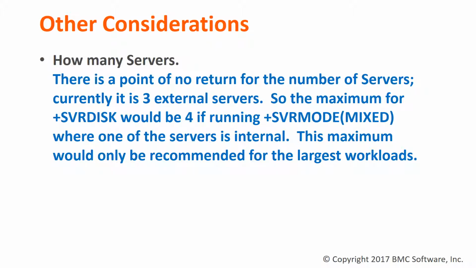If servers are good, are having more or better? There is a point of no return for the number of servers. Currently, it is at 3 external servers. So the maximum for server disk would be 4 if running server mode mixed, where one of the servers is internal. This maximum would only be recommended for the largest workloads. The parm shipped is half of this, and that's a good starting point. Again, allow BMC to assist if you have such a workload. It is better to use all tasks of fewer jobs rather than less tasks of more servers. So increasing memory limits may be better than increasing servers.